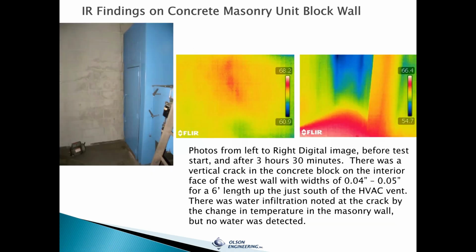Another picture on a concrete masonry unit block wall. And this is again tested for over a period of time. You can see where the cold spots are. Again, we have moisture coming through in this area. And it's a crack shown by the change in temperature in the masonry wall, but no water was visible in this case. You can kind of see where the water has been coming through based on that. Even though the water crack was present, this showed it up as some cooler areas. It wasn't a big dramatic one in this case.